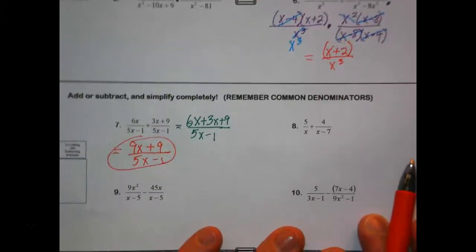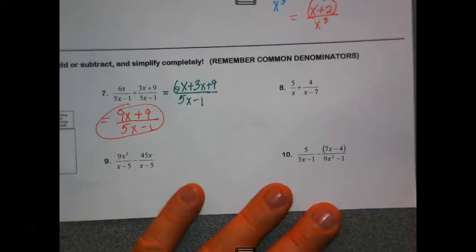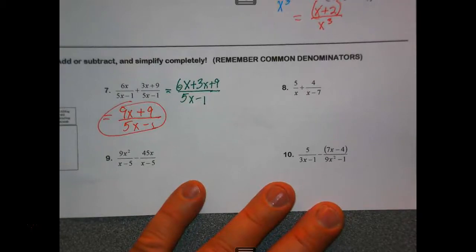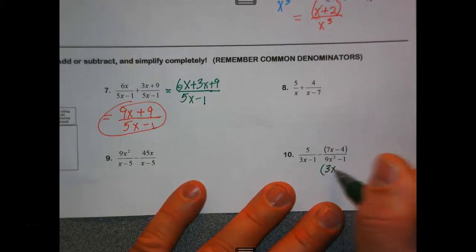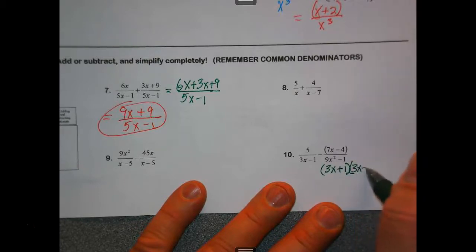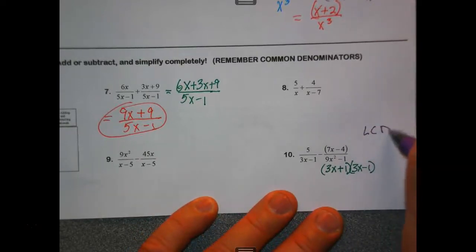Number 10. Okay, this one we have to find an LCD, right? Okay. Difference of squares, 3x plus 1, 3x minus 1. Lowest common denominator then is going to be minus, yep.